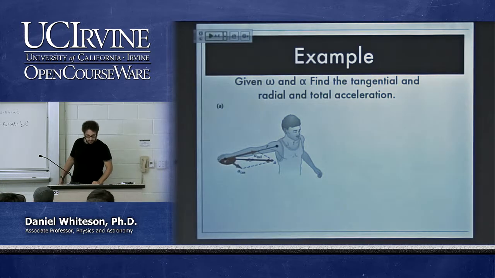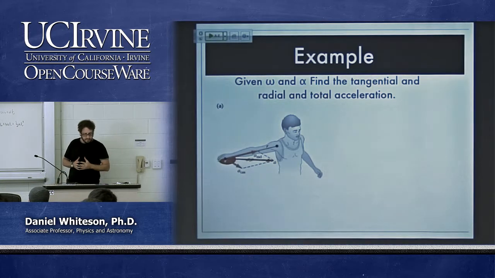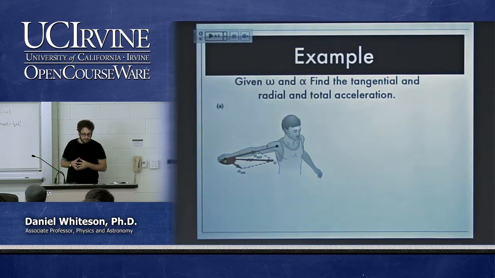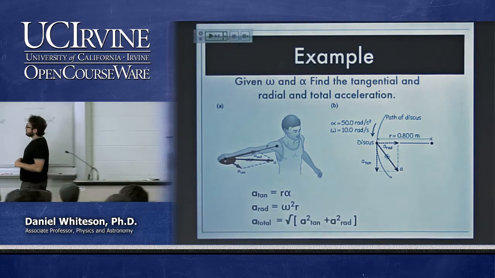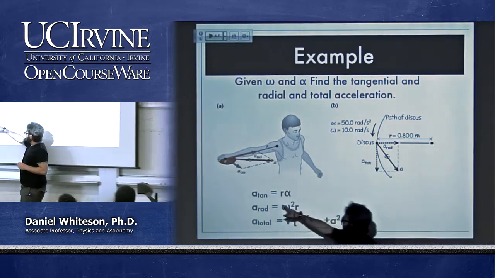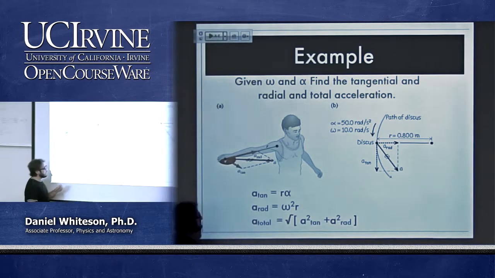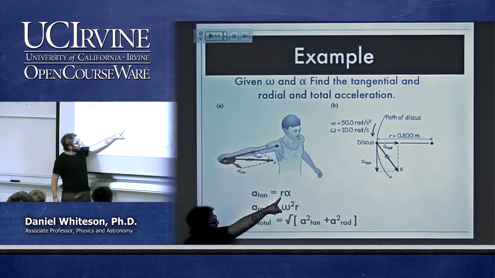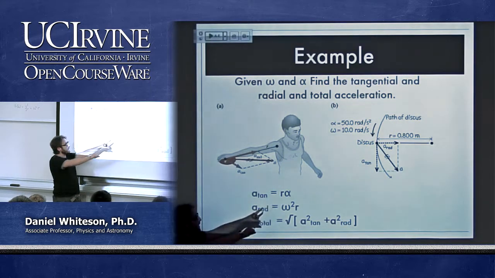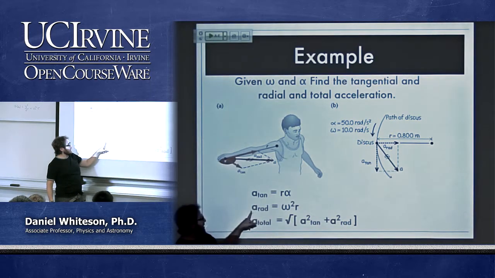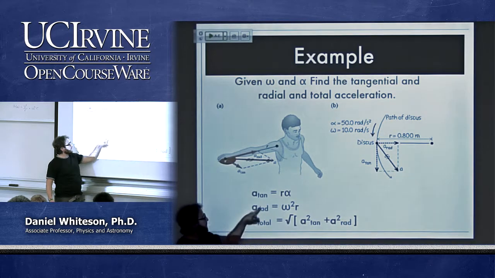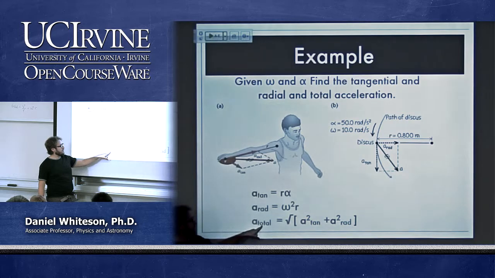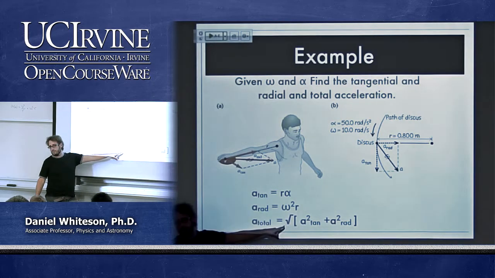sum of the two. So for example, here this problem says, given omega and alpha, which are the angular velocity and acceleration, find the components, the tangential, radial, and total acceleration. All right, well this isn't hard. It's just remembering that the tangential acceleration is just the radius times the angular acceleration, which we were given, and the radial component is omega squared r. This is what you need to move in a circle, plus you have this. If you want to combine the two together, you just add them in quadrature.